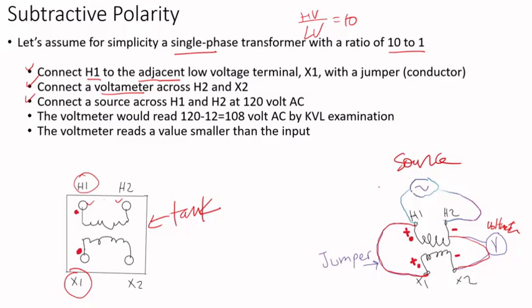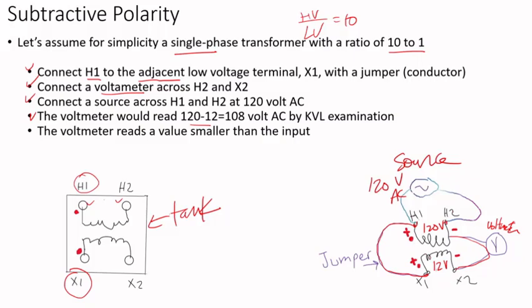So we're assuming we're applying 120 volt AC. So this is AC, between H1 and H2. In other words, 120 volt is applied here. Then the voltmeter would read the difference between the high voltage and low voltage, because 120 with a ratio of 10, it will be 12 volts here, because it's a step down in this case.